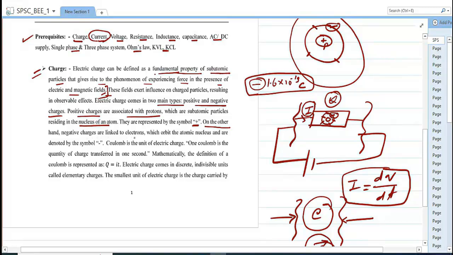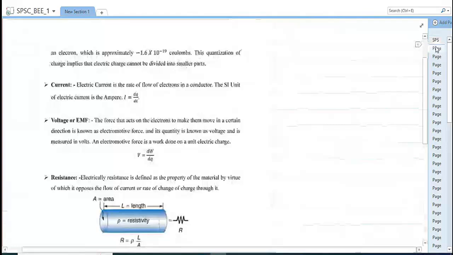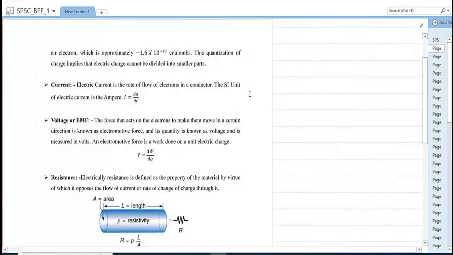On the other hand, negative charge is linked to electrons. Negatively charged means what? Electrons, which orbit the atom nucleus and are denoted by the symbol minus, and charge can be represented by q. Electric charge comes in discrete indivisible units called elementary charges, and the smallest unit of electric charge is what? That is minus 1.6 into 10 to the power minus 19 coulomb. So this is all about charge.